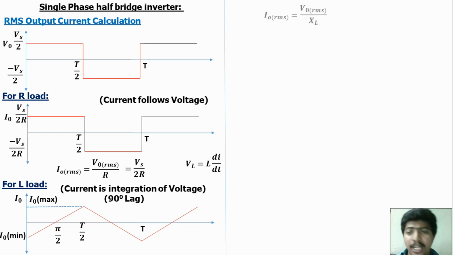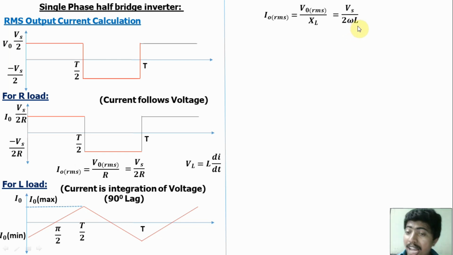So the RMS output current, I naught RMS, is equal to V naught RMS by XL, because the load has inductive load only. XL means omega into L. You know that XL is omega into L. V naught RMS for the half bridge generator is Vs by 2. Okay, so Vs by 2 into omega into L.